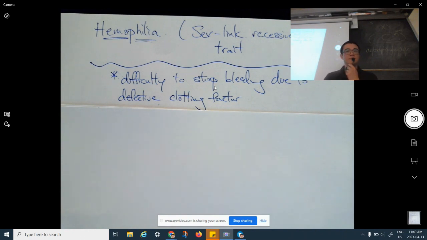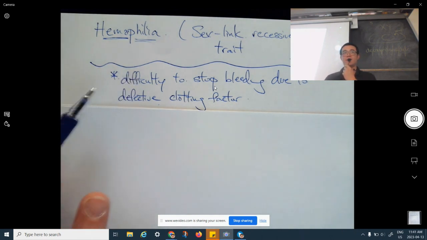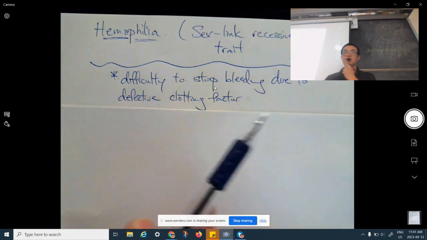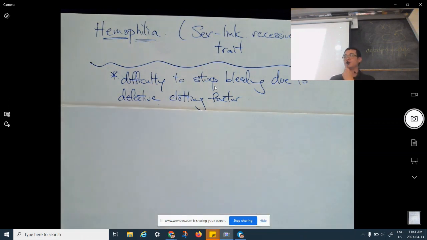Why is it that some heart patients, if they get a cut or something, it's really hard to stop the bleeding? Does it have anything to do with that? No, that's because they take blood thinners. Blood thinners mean their blood is thinner, so the amount of clotting factor, platelets, and stuff like that will be less, more diluted. So in this case, it will be harder to stop the bleeding. But this has nothing to do with it. This is a genetic condition.